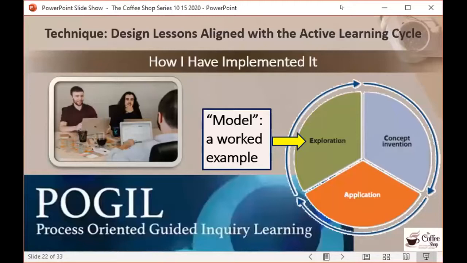And they've slightly renamed some of the categories in the active learning cycle. They've got the exploration, they've renamed the introduce portion as concept invention, and then they've got application. So the starting point here is with the exploration, and you kind of think about what you want people to be able to do at the end.